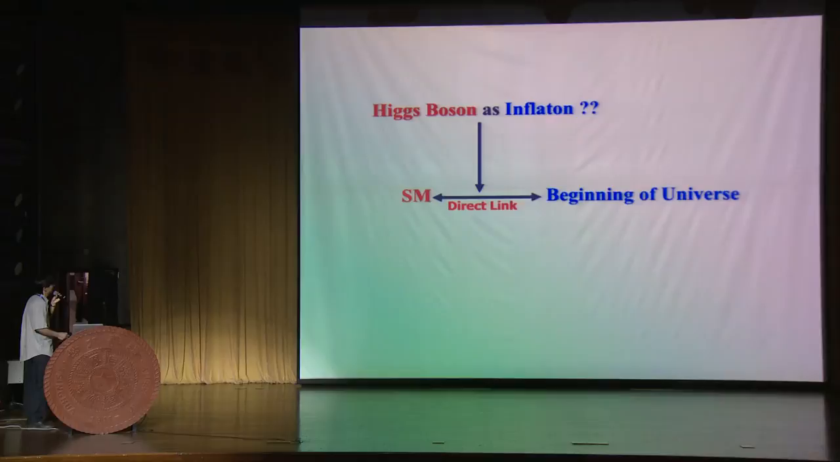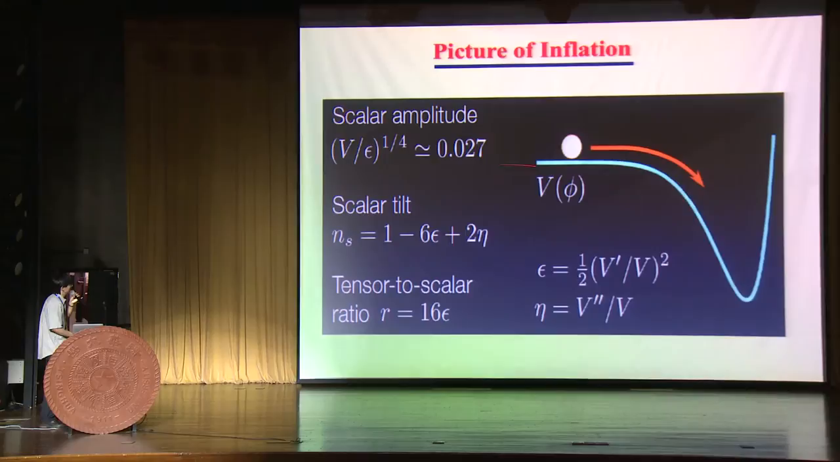So, the Higgs boson as the inflaton. Let me see why this is interesting. If this is true, it provides a direct link between the Standard Model and the early universe. I won't spend much time, because I have no more time. This is a picture for inflation, which tells us slow roll is important, because the epsilon and eta, the first and second derivatives of the inflaton potential, are fairly small from the measurement.